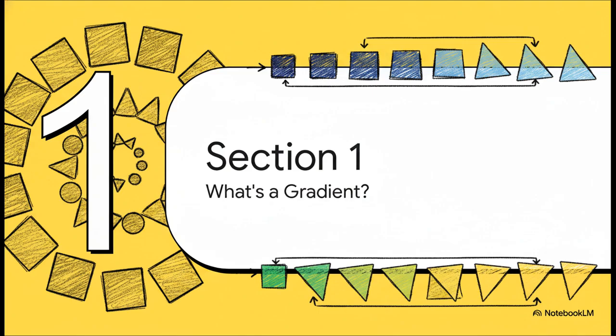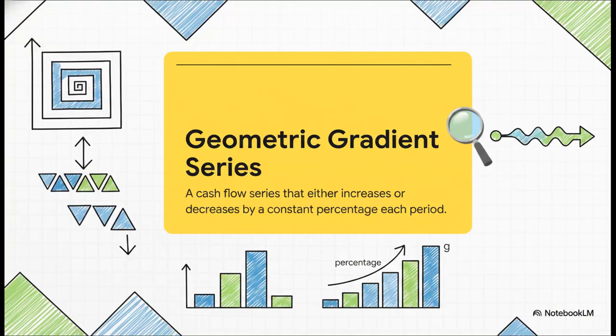In this first section, we're going to get a clear definition of what a geometric gradient is and what makes it so different from other cash flows we run into. A geometric gradient is a series of payments that changes by a constant percentage from one period to the next. We call that rate of change G. The key word there is percentage. It's not like an arithmetic gradient, which changes by a fixed dollar amount. This one grows or shrinks proportionally, which is way more common in the real world.